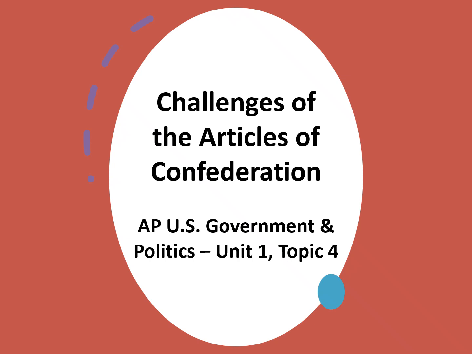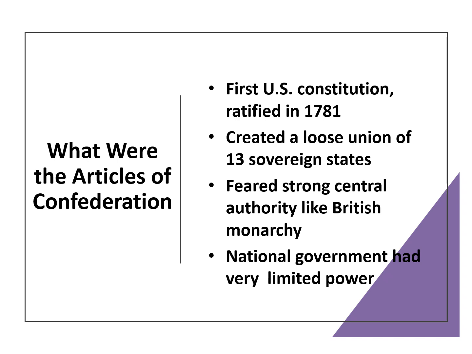So let's get started. After declaring independence, the U.S. needed a national government, and in 1781, the Articles of Confederation were ratified as America's first constitution, which created a loose alliance of the 13 sovereign states. The central government was given very limited powers. Of course, the goal was to avoid the tyranny that they had experienced under British rule. But did that fear go too far?